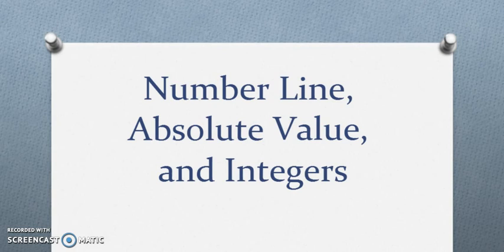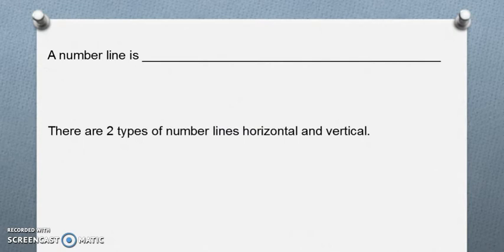Number line, absolute value, and integers. A number line is a line that has marks, sometimes known as tick marks or just ticks, on certain intervals.